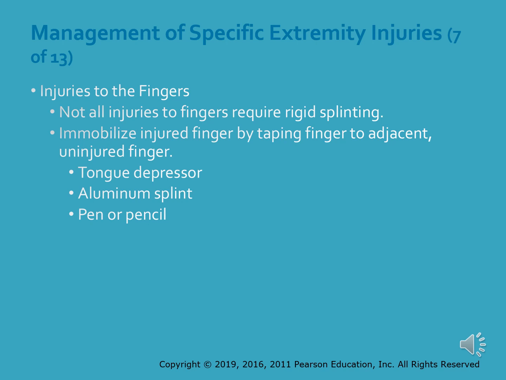With injuries to the fingers, not all injuries require a rigid splint, but you want to immobilize any injured fingers by taping the finger to the adjacent uninjured finger. You can also use a tongue depressor, an aluminum splint, or even a pen or pencil would work just fine.